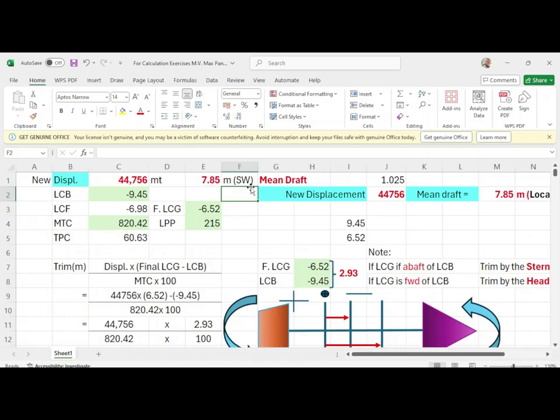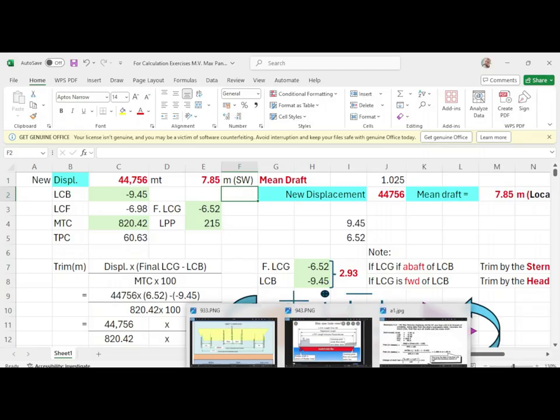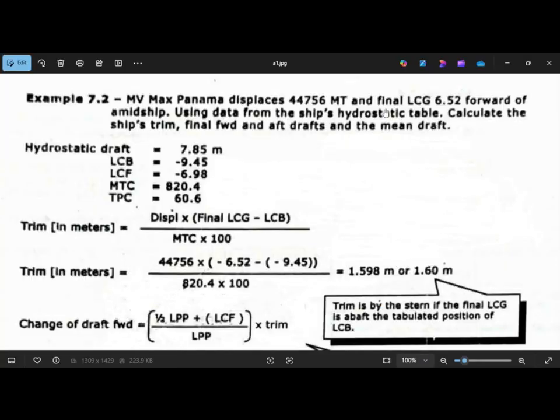Now we have got the mean draft. Now we are finding the trim, forward and aft drafts. So with this mean draft of 7.85, we will look for LCB, LCF, MTC, and TPC. And this final LCG is already given. The final LCG is 6.52, forward of midship.